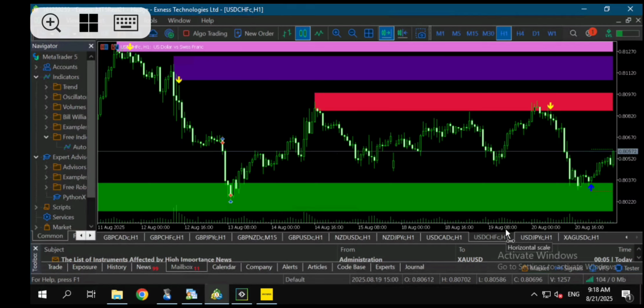When you check here, you can see price tested here, price winked into this zone as well, and then it came again.